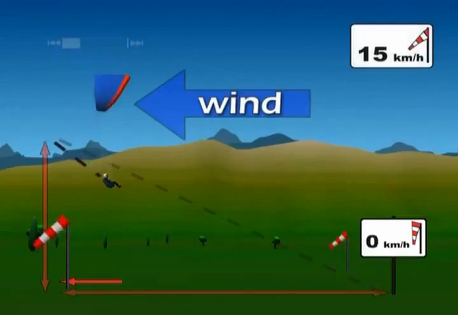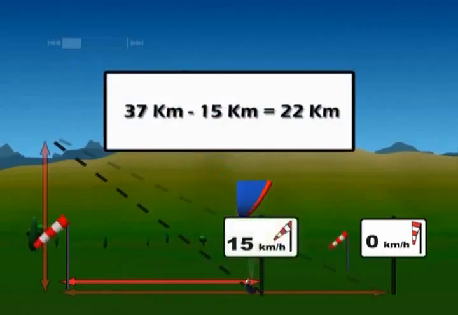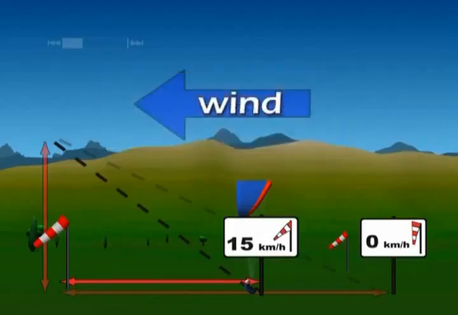Second example. The paraglider is flying into a 15 km/h headwind. In this case, the horizontal ground speed is reduced. It can be easily calculated by subtracting the wind speed from the paraglider's airspeed, since they are moving in opposite directions. 37 minus 15 equals 22 km/h. Though its ground speed has decreased, the paraglider still falls at the same speed. Thus, for the same altitude, it runs a shorter distance. Its glide ratio has decreased.